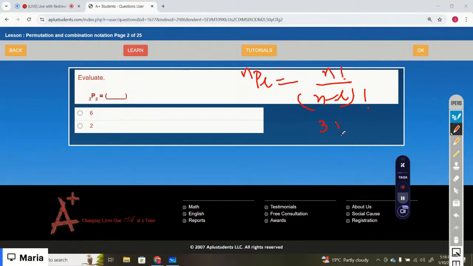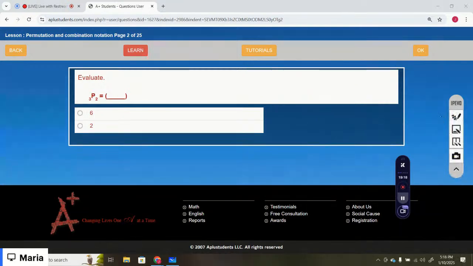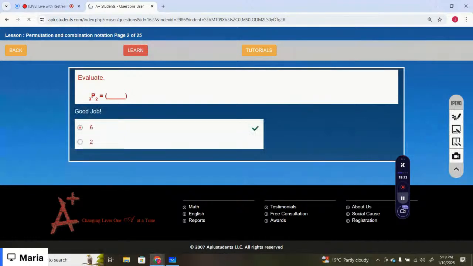So you have to do 3 factorial divided by 3 minus 2 factorial. 3 factorial is 6. 3 minus 2 is 1, that is 1 factorial. 1 factorial is 1. So the correct option is 6. Option number 1 is the correct option.